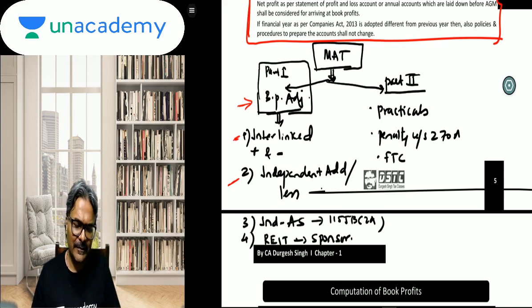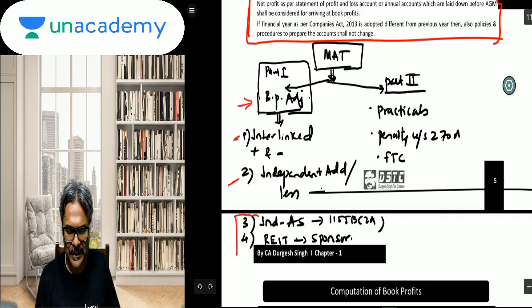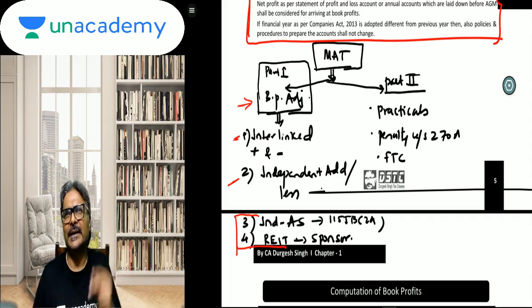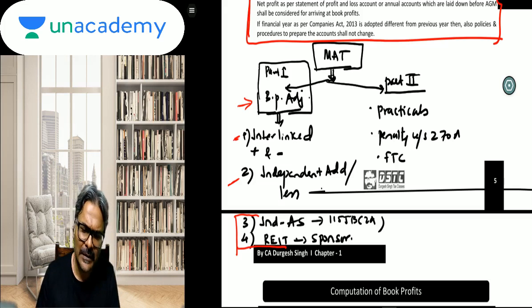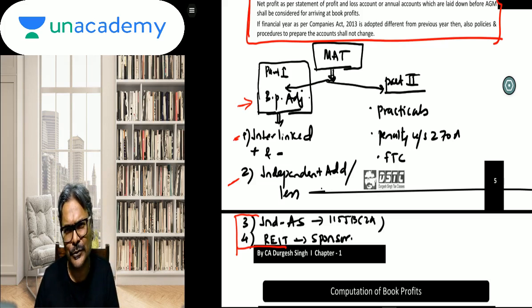And finally, we will take up the advanced adjustments of 115JB, which has to do with the Ind AS adjustment and the REIT adjustment. This would be our advanced adjustment, and once that has been done, we will thereafter switch to the practical questions. So this is the approach that we are going to follow in the MAT chapter. So let's begin with the interlinked part.